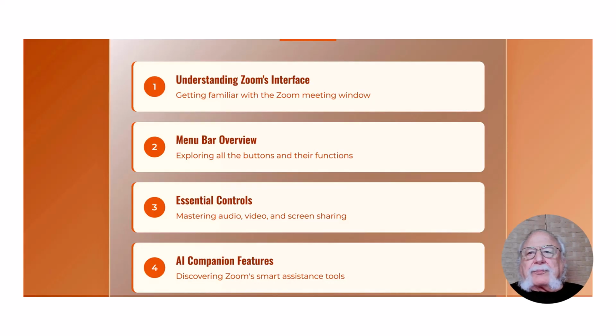Here's what we'll cover. First, we'll start with understanding Zoom's interface, where you'll learn how the main window is organized and where to find everything you need. Next, we'll get into the menu bar overview, exploring each button and control in detail. Then we'll cover essential controls, including audio, video, chat, and screen sharing features that you'll use most frequently. After that, we'll introduce you to Zoom's AI companion features, which are revolutionary tools that can summarize meetings, help with chat responses, and make your Zoom experience much smoother.